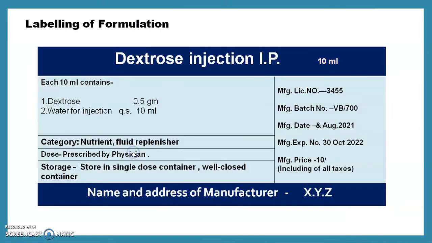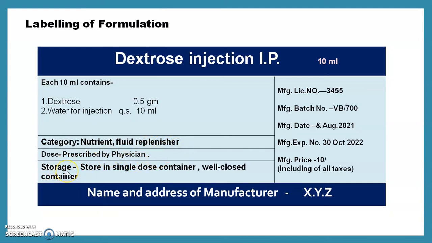Then we move toward the labeling of the formulation. Labeling of the formulation should contain the name of the preparation at the top of the label and on its right hand side its net quantity. Then the preparation's ingredients names with their concentration. Then category: nutrient and fluid replenisher. Then dose prescribed by the physician.